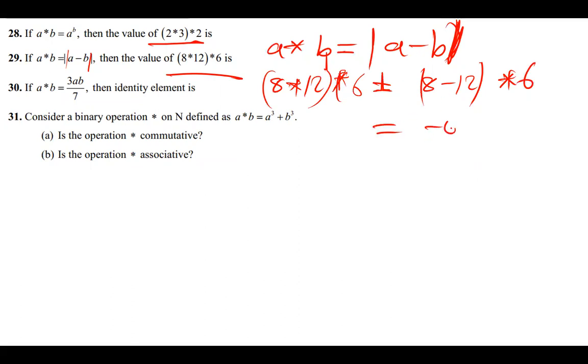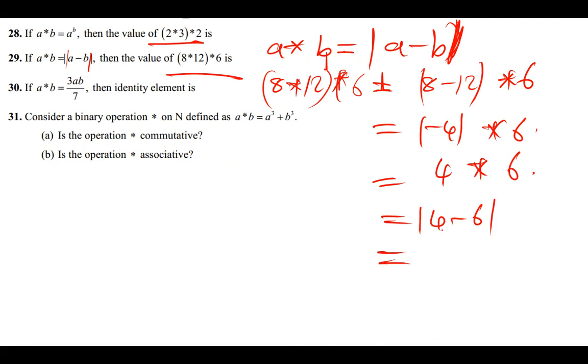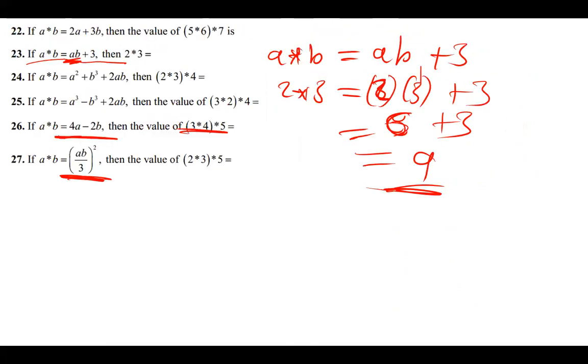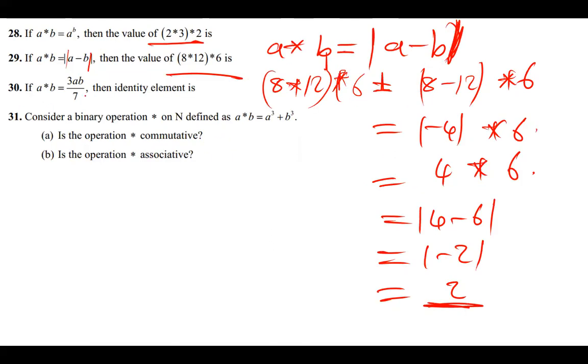So 8 minus 12 is -4 in absolute value symbols, then star 6. So the absolute value of -4 is 4. So we find 4 star 6 using the same expression. So we're going to have 4 minus 6 in absolute value symbols. 4 minus 6 is -2. So the absolute value of -2 is +2. Okay, I don't know why the buttons are pressing on themselves here. All right, so that's how you solve such expressions.